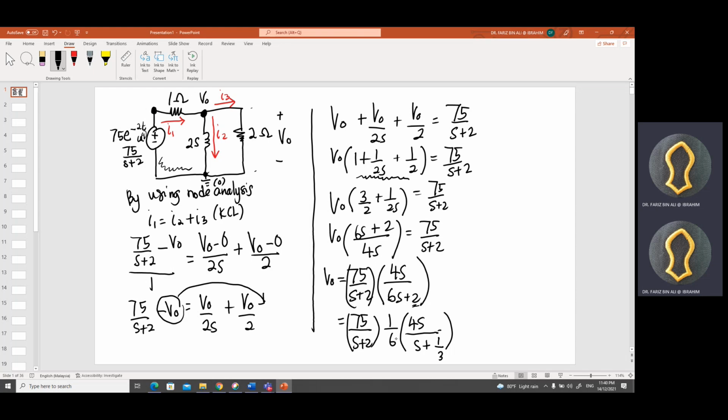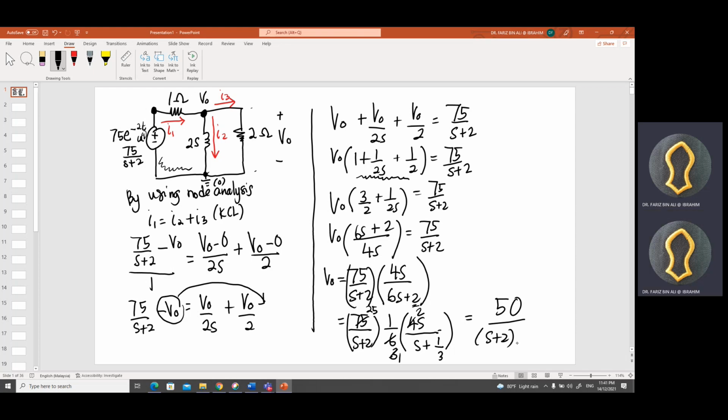I take out 1 over 6, and then I can simplify this. 2 times 2, 2 times 3. And then 3 times 1 with this one, 25, because 3 times 25 is 75. Agree with that? I think it's correct. So this is equal to 25 times 2, which is 50, divided at the bottom by S plus 2.